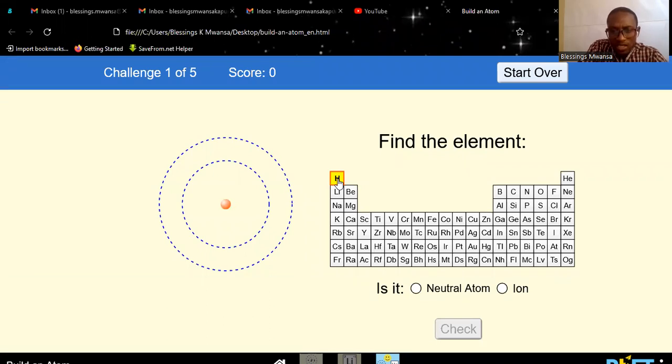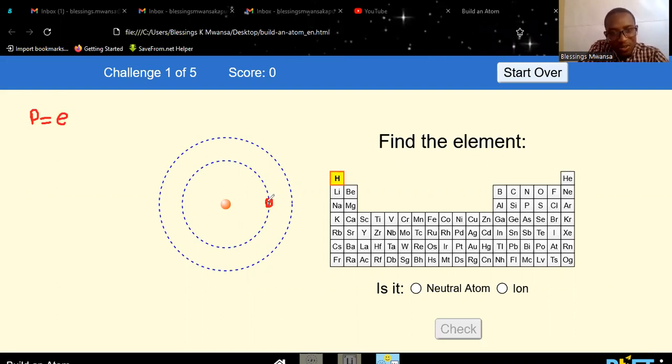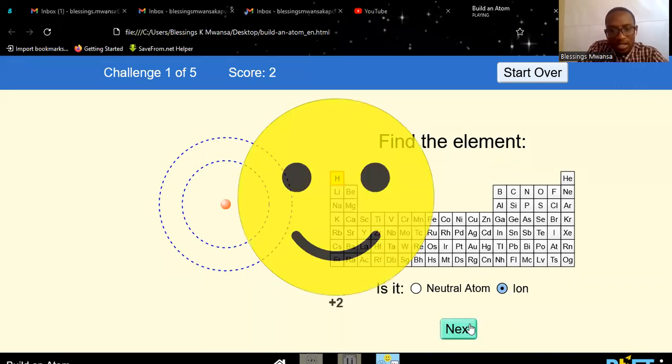And the question is, is this hydrogen a neutral atom or is this hydrogen an ion? You can take a guess. So this hydrogen is an ion. Why? Because the proton number is not equal to the electron number. This means that initially this guy had an electron which it has lost. Therefore, this is an ion. So we'll click on the ion and we check. And the answer is correct. We'll go to the next question.